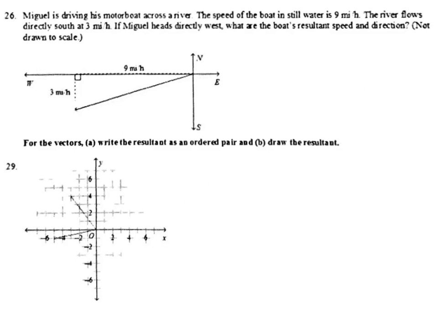So I'm on to my last two problems here. I have a word problem. Miguel is driving his motorboat across a river. The speed of the boat in still water is 9 miles an hour, but the river flows directly south at 3 miles an hour. So if Miguel heads directly west, what are the boat's resultant speed and direction?